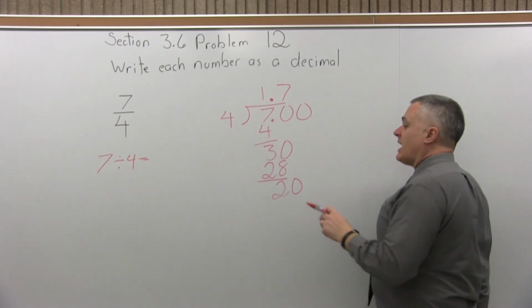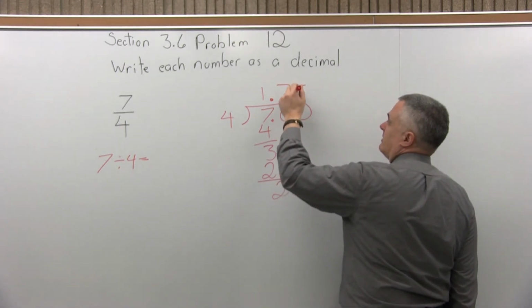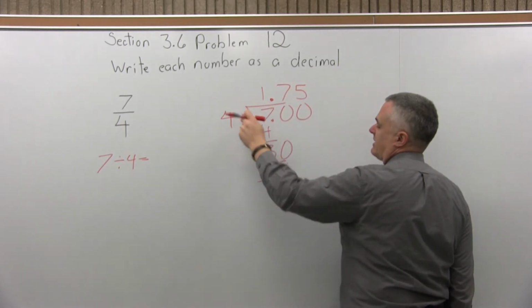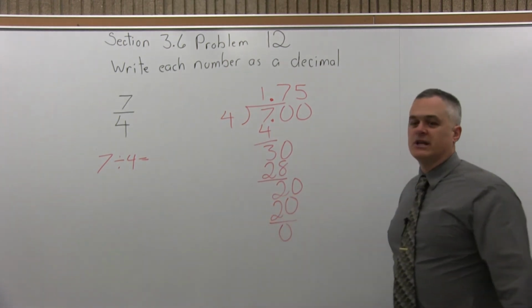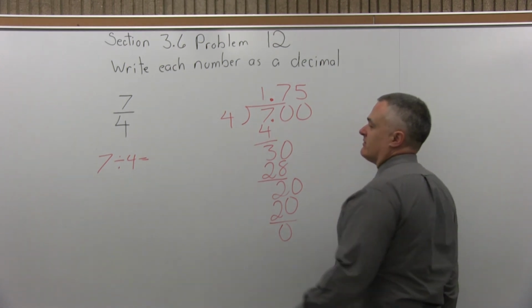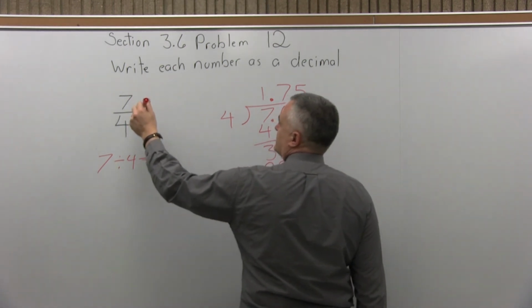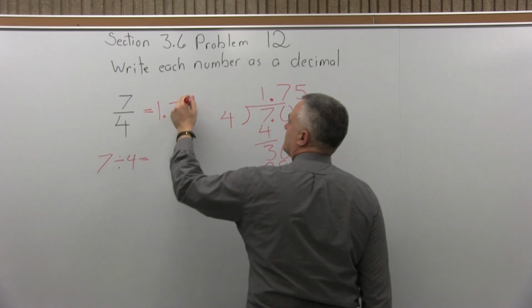Now 4 will divide into 20 evenly. It'll go in 5 times. 5 times 4 is 20. Now I have 20 minus 20, which is 0, so it went in evenly. So my answer is 1.75. The decimal equivalent of 7/4 is 1.75.